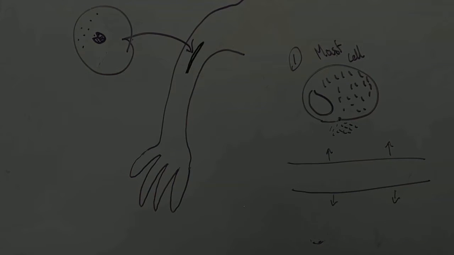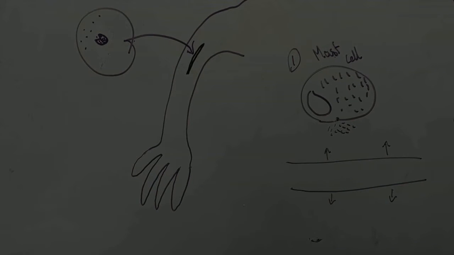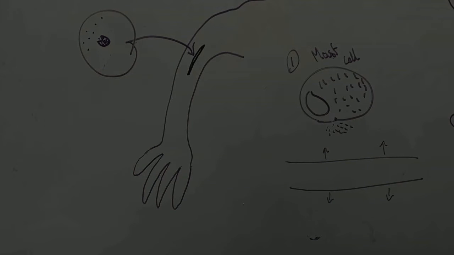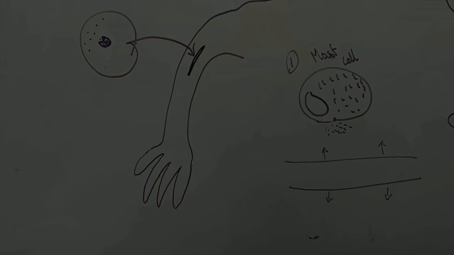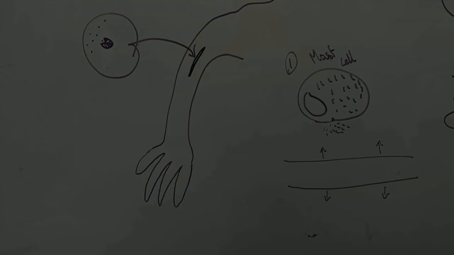The first stage is the increased diameter and permeability of blood vessels. Mast cells release histamines that cause blood vessels to vasodilate and permeability to change. This increases blood flow to the area and allows defensive substances to leak into tissue spaces.